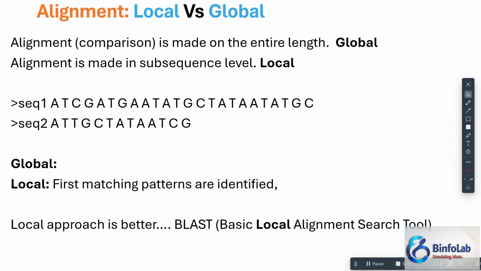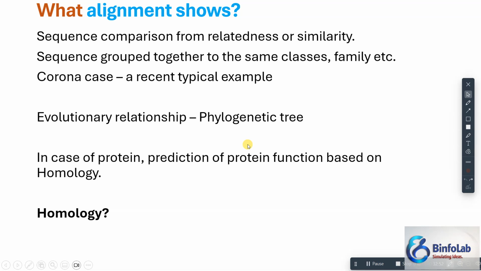Drop your question in the comment section if you have any. Now, what does alignment show? You may ask why this topic is so important. Let me tell you, sequence comparison shows you relatedness or similarity or dissimilarity. But why is finding similarity so important? Remember, sequences group together in the same class or family.